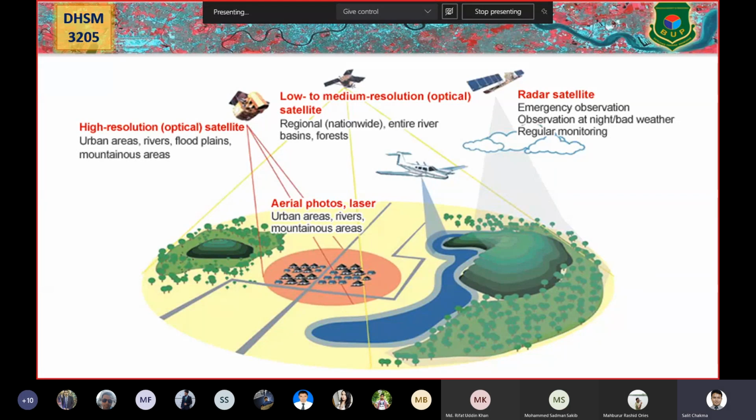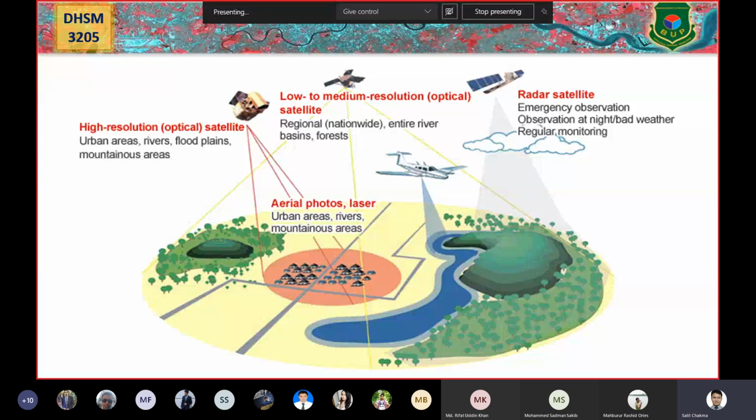And then we also talked about laser technology. So different laser pulses are sent to the ground, and then the reflected signal gets recorded in the sensor, and from that sensor we try to find out what's going on on the ground. Okay, so there are lasers as well.